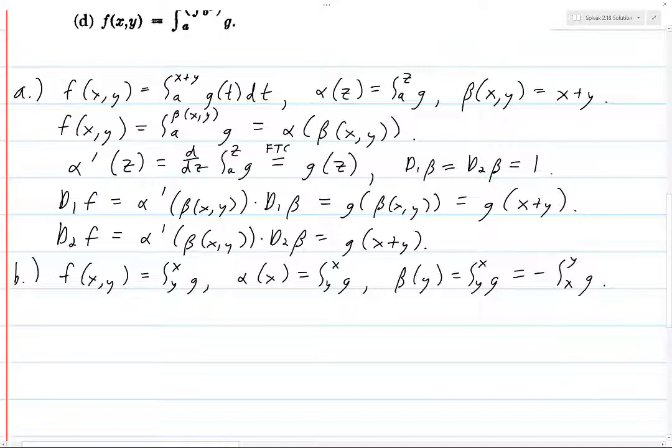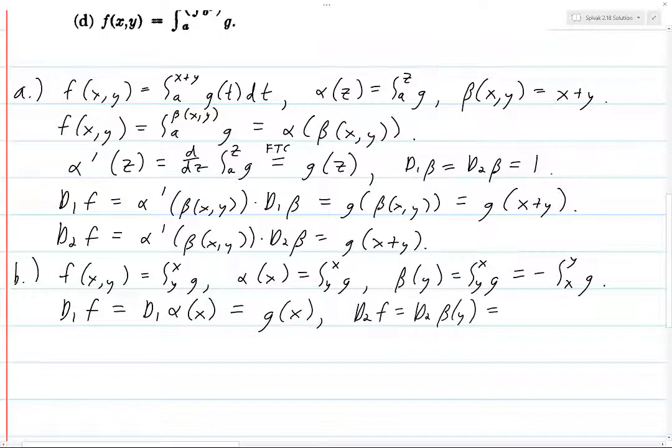Okay, and so now we can do alpha prime of x. Well, actually, what is d1 of f? d1 of f is just literally d1 of alpha of x, which makes sense. We want to write alpha as a function of x here because we're taking the derivative with respect to x. When we take the derivative of alpha, we just use the fundamental theorem of calculus, and this is going to give us g evaluated at the upper limit x. So this is just g of x. And then d2 of f, well, this is going to be d2 of beta of y. And so here, this is actually negative d2 of the integral from x to y of g. And so this is going to be negative g of y. And there we go.